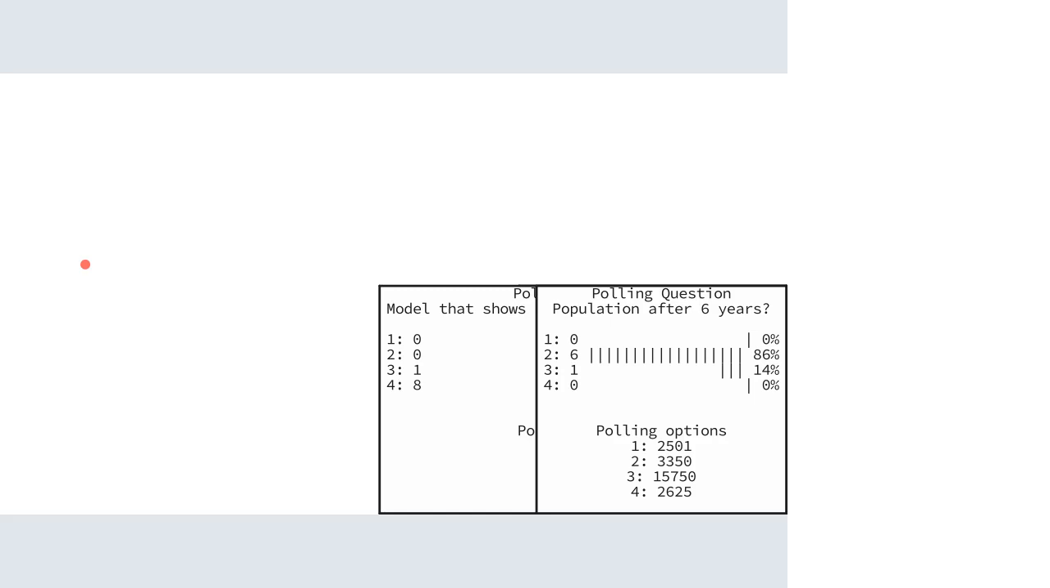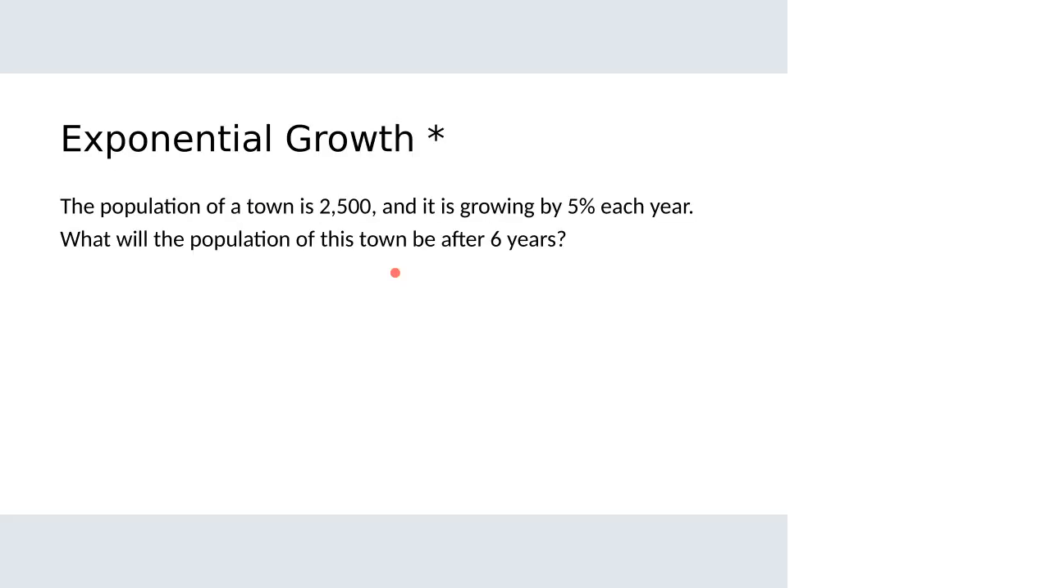Okay, strong agreement. Not everybody responded on this one. Maybe got a little stuck, so we'll talk about it carefully. But those of you who did answer, definitely some strong agreement there. That's good news. All right, so the population is 2,500, growing by 5% each year. What will the population be after 6 years?